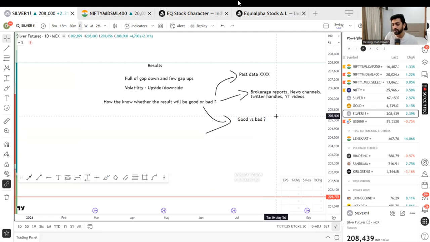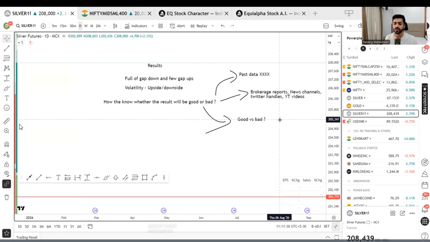And what's good and bad? First of all, is a 30% growth rate coming in this quarter good, or 100%, or 150%? I've seen companies posting 100% growth in profit and then falling 8% gap down. I have seen companies posting a loss and then moving 10% up. So there is no logic that you can come up with. It's all about the future. The current results do not shape the stock. What's the future that will shape it? And that is uncertain in itself.